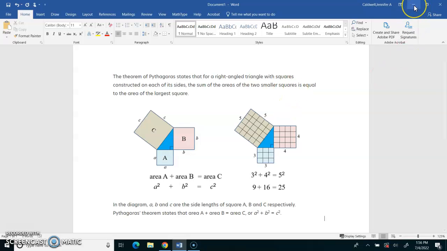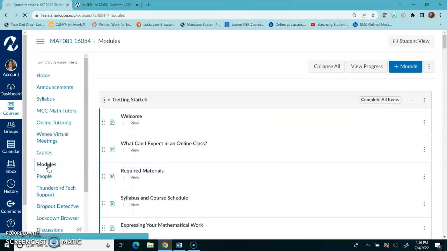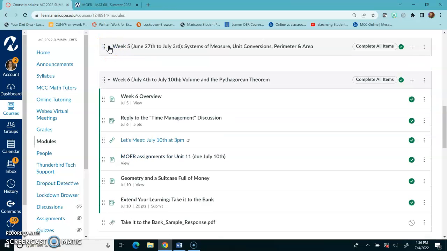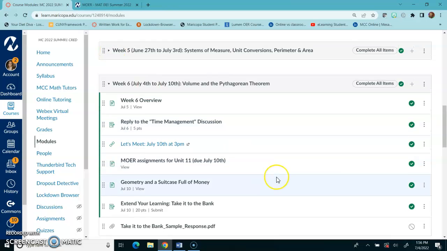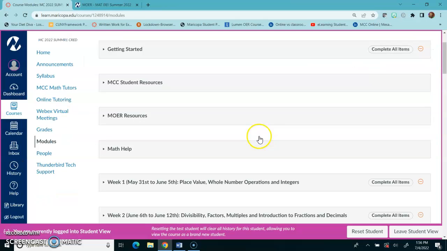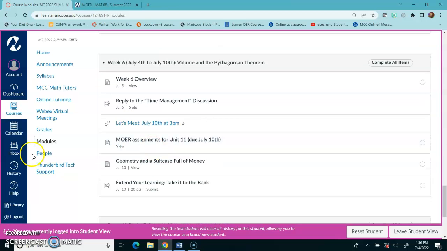But for now, what I want to do is take some time to go over the important aspects of week 6. Okay, so the first thing I want to draw your attention to is that during week 6, we only have one unit to complete, and that is unit 11. So let's go into student view here. Much better. Okay. So if you're looking at week 6 in your modules, you can see that the only unit that is due is unit 11.